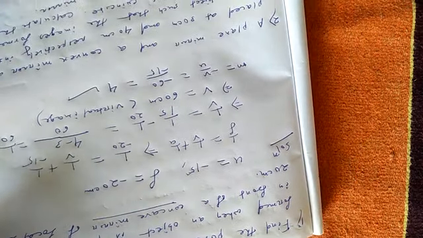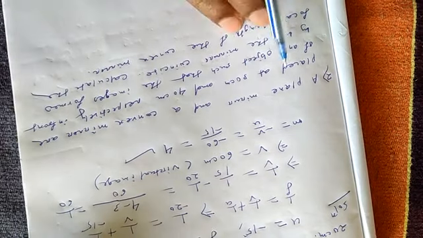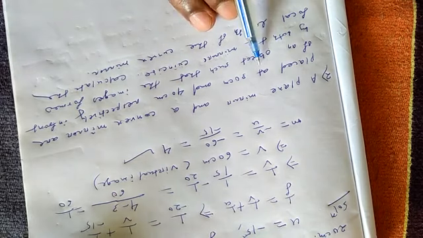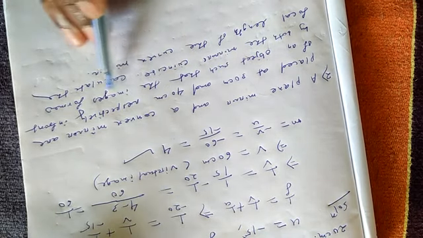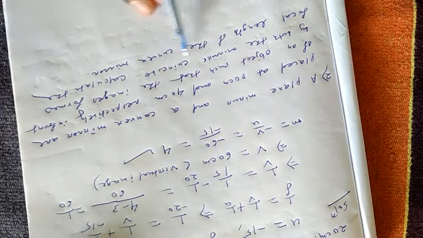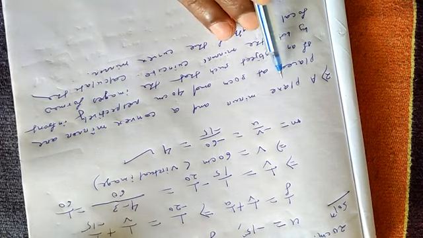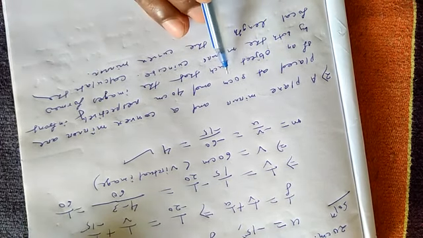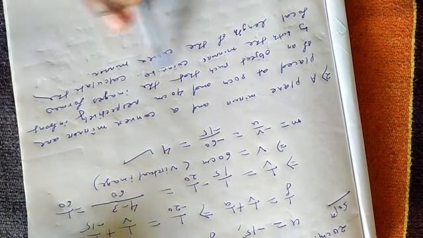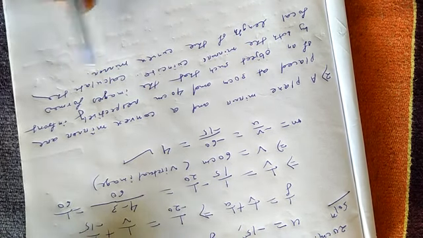Next question is: a plane mirror and a convex mirror are placed at 30 cm and 40 cm respectively in front of an object so that the images formed by both the mirrors coincide. Calculate the focal length of the convex mirror.